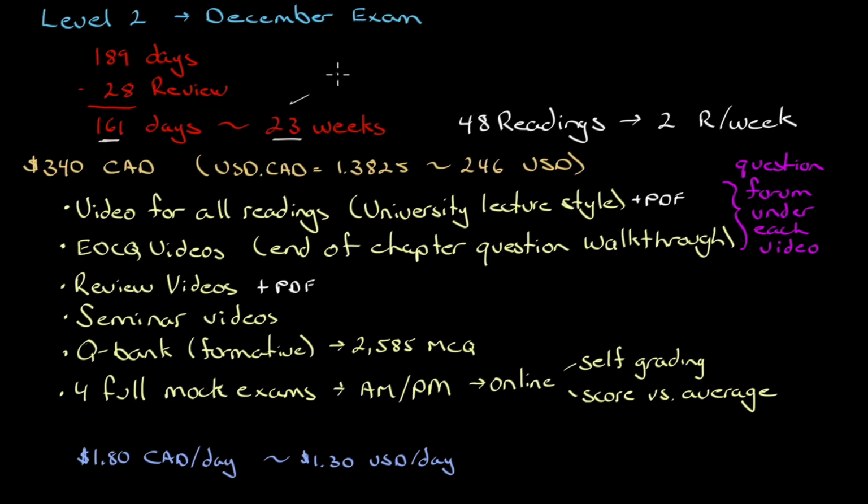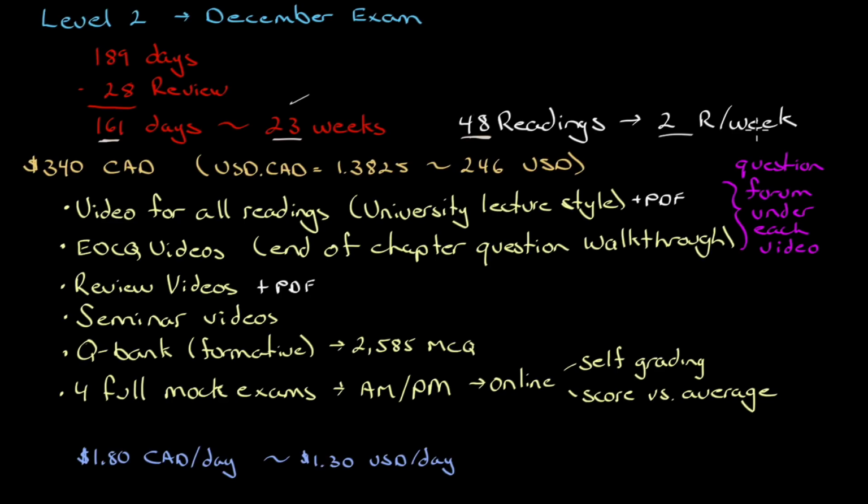28 is a minimum, which means you've got 161 days for content, or roughly 23 weeks. And again, that sounds like a long time. That's just short of 6 months. But you do have 48 readings to get through at level 2. That's 2 readings per week. The average length of a reading at level 2 is about 45 pages. That's average. Some are shorter, you can get through them quicker. Some are longer.